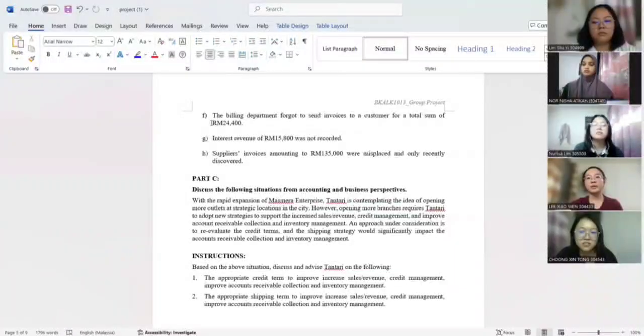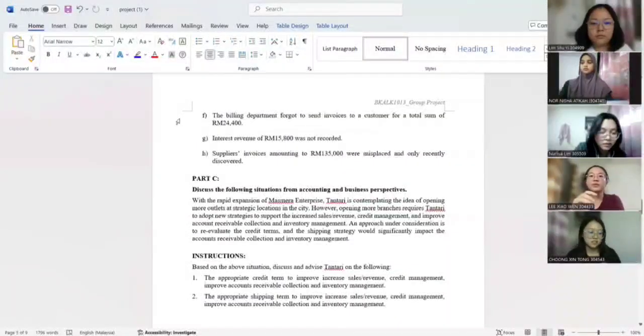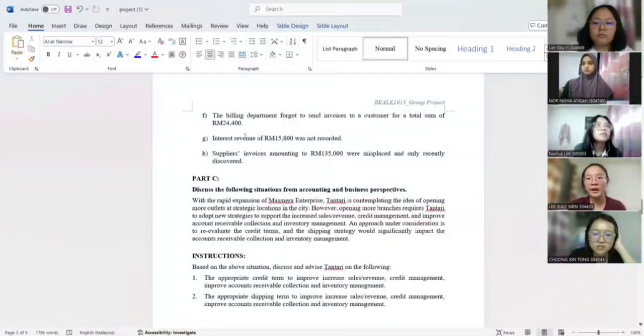And the second one is about the expenses. So expenses will be correctly stated. The third one is that it will cause the assets to be understated. And the last one is that it will cause liabilities to be correctly stated.